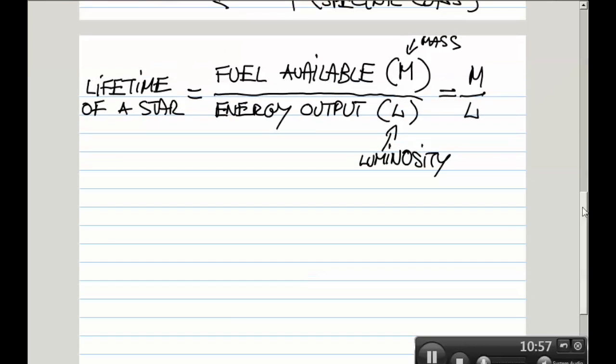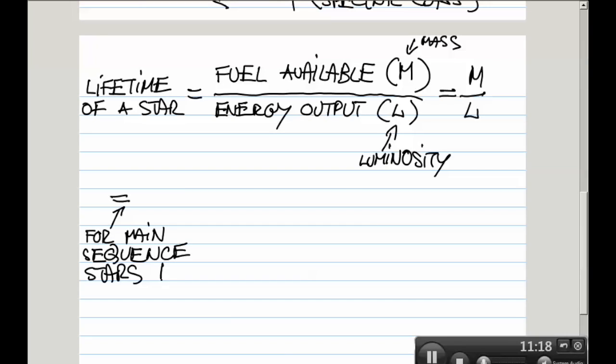But now, Arthur Eddington found out that for main sequence stars, and only for main sequence stars, the luminosity is proportional to the mass of the star raised to the power 3.5. So then the lifetime of a star is given by the ratio of its mass over the luminosity, and I can replace the luminosity by mass to the power 3.5, and I get that the lifetime of a star varies as 1 over mass raised to the power 2.5.